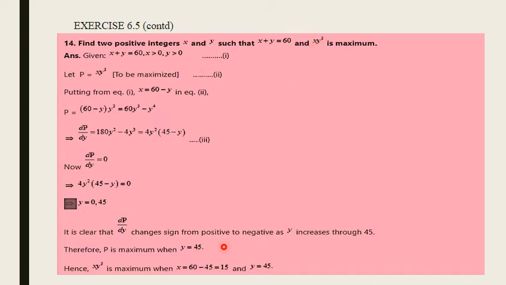So we can get the maximum value: x is 15 and y is 45. Substitute in this one, that is the maximum value. So to get the maximum value of xy cube, we need the values of x and y which maximize this product.